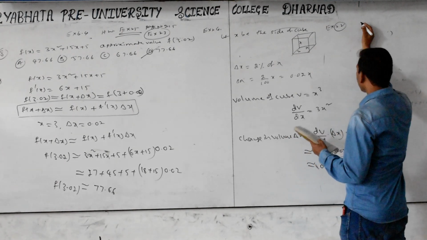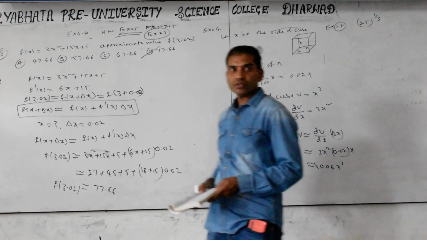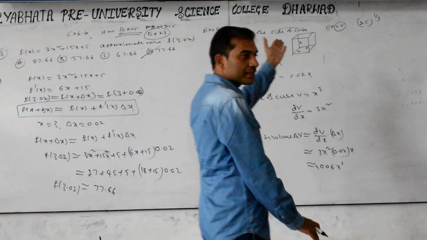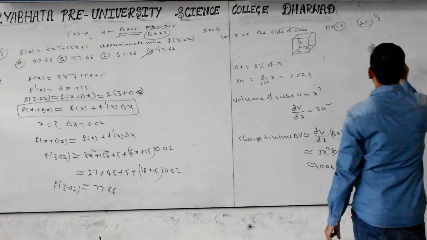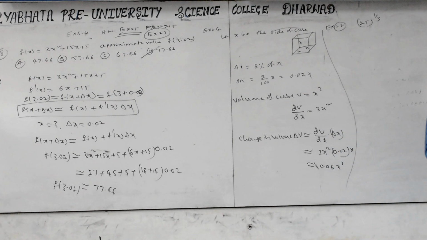Use differential to approximate 25 whole power 1 by 3. This we have done in many problems in exercise 6.4. 25 whole power 1 by 3 means cube root of 25. What is the nearest number whose cube root is known? 27, very close to 25. So we can write it like this: 27 minus 2 whole power 1 by 3.